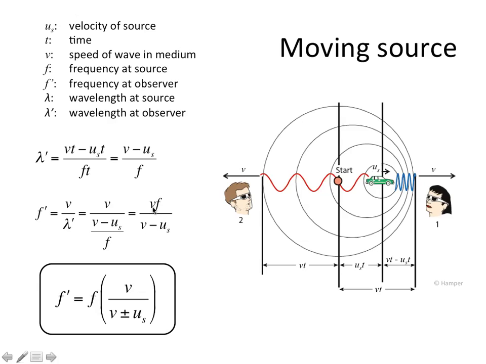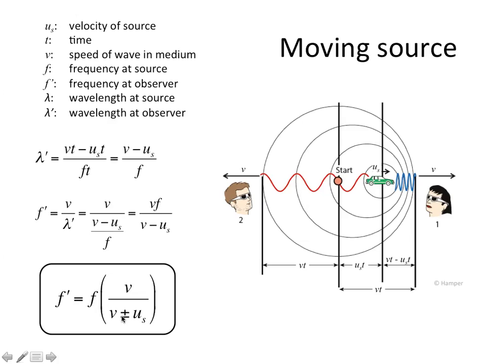So that's the speed of the wave in the medium, speed of sound if it's a sound wave, multiplied by the frequency at the source, divided by the speed of sound minus the speed of the source. That is for approaching. We can do similar maths for the source moving away, and the only difference is that this turns into a plus sign. So the frequency experienced by the observer equals the frequency at the source multiplied by the speed of sound, divided by the speed of sound plus or minus the speed of the source.